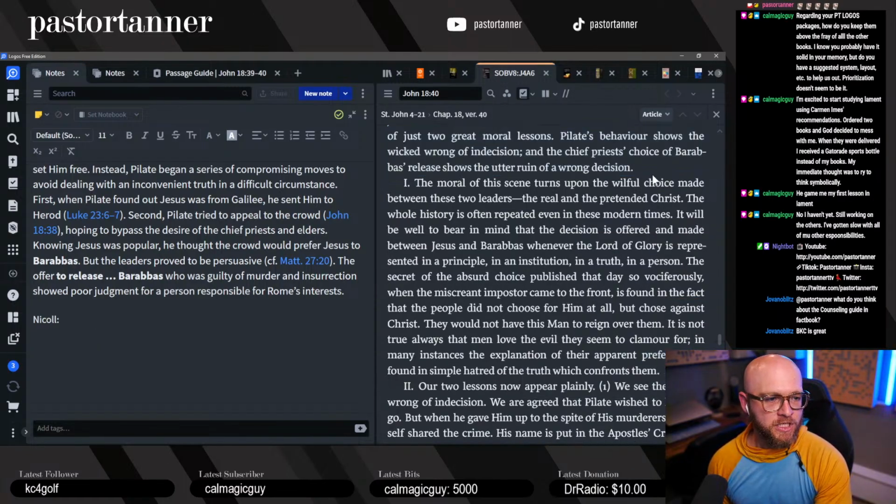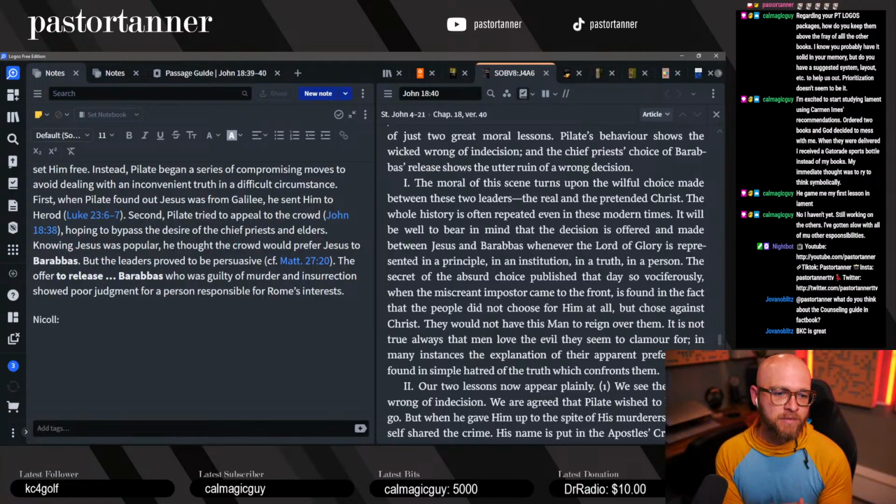The moral of the scene turns on the willful choice made by these two leaders, the real and the pretended Christ. The whole story is often repeated even in these modern times. It will be well to bear in mind that the decision is offered and made between Jesus and Barabbas whenever the Lord of Glory is represented in a principle, in an institution, in a truth, in a person. Ding, ding, ding. This is what I want to preach a sermon about, right? Is in your own life, choose Jesus over Barabbas, right?